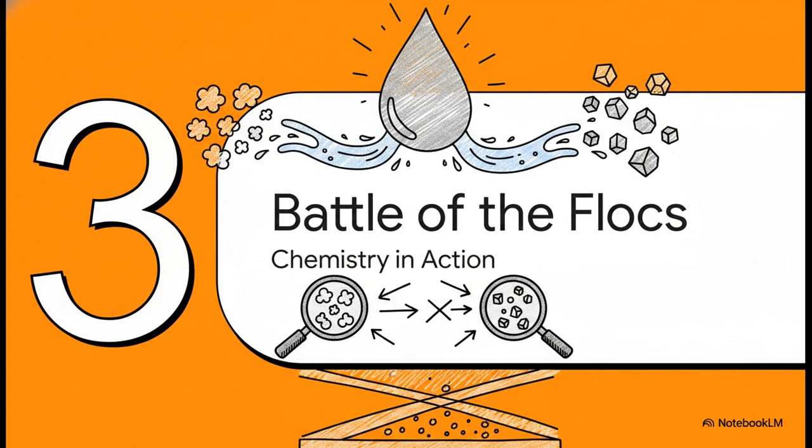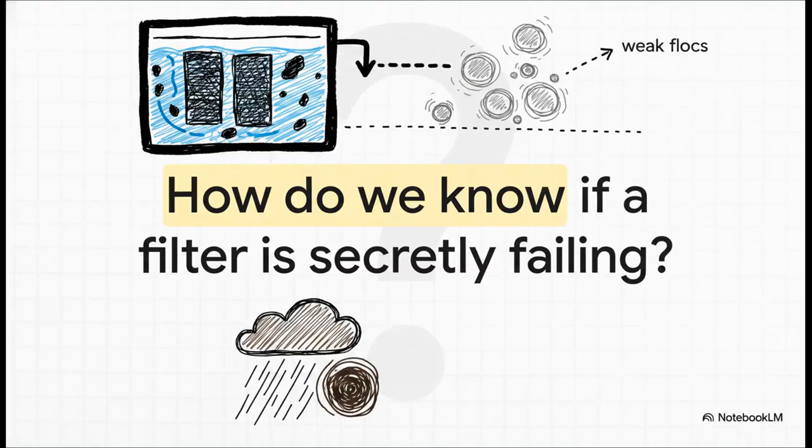All right, Section 3, the battle of the flocks. So you might be wondering, what happens when all that physical hardware is working perfectly, but the water chemistry suddenly goes haywire? I mean, in a massive multi-million-gallon treatment plant, how do we actually know if a filter is secretly failing before it's way too late? Well, researchers in Australia at the Nepean water filtration plant faced this exact terrifying problem. Extreme weather events and massive heavy rains were causing a huge spike in organic matter in their source water.